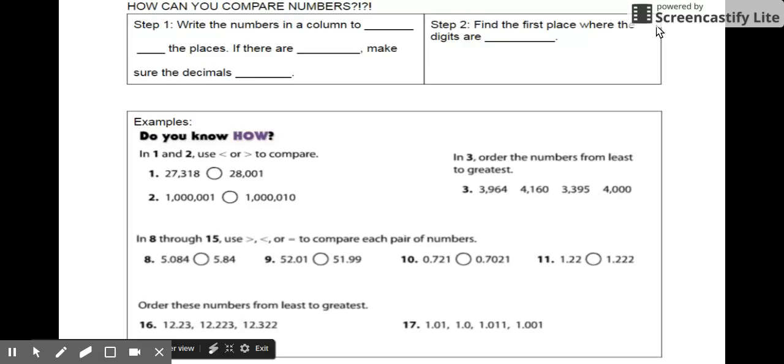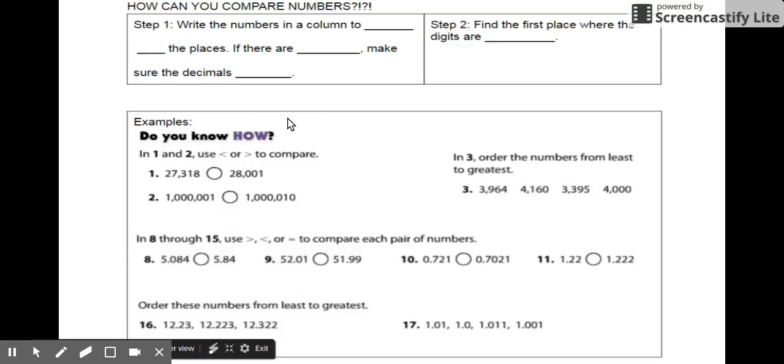All right, today's notes are over topics 1.2 and 1.6. The only difference is that we're comparing whole numbers, and then we're also comparing numbers with decimals. This is 1.6, and then whole numbers is topic 1.2.